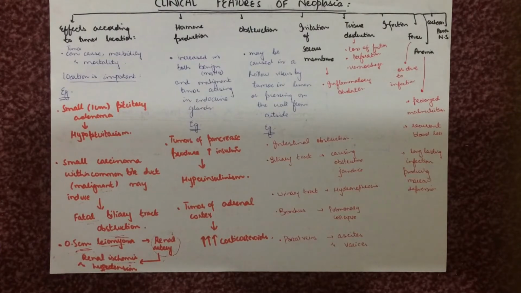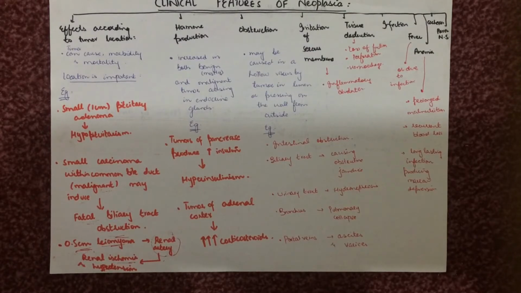Hormone production is increased, mostly in benign tumors, and let's suppose in malignant tumors that arise in endocrine glands. For example, a tumor of the pancreas with increased insulin secretion may lead to hyperinsulinism. A tumor of the adrenal cortex may lead to excessive activity of corticosteroids.